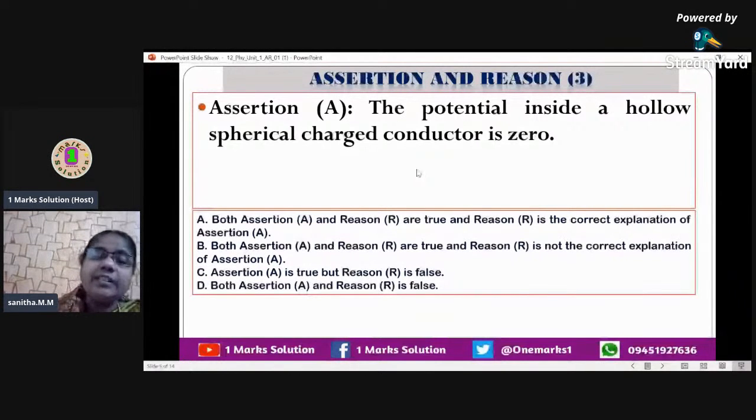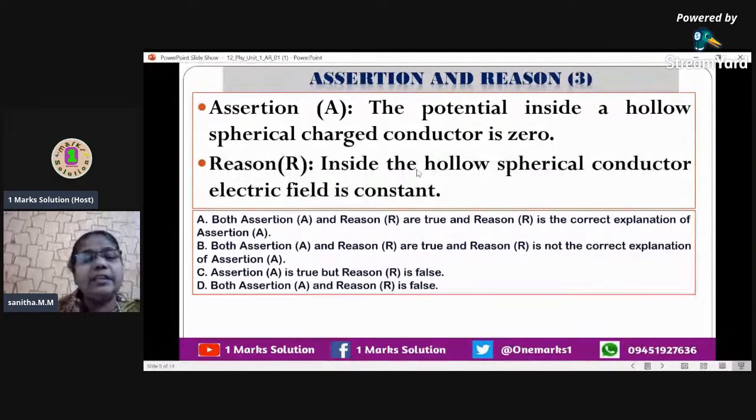The second reason also, we can just go for the reason. Inside the hollow spherical conductor, electric field is constant. Just think of it. Electric field, is it constant? Not at all. Electric field is zero. So it is just the opposite here. So the assertion and the reason are also false.